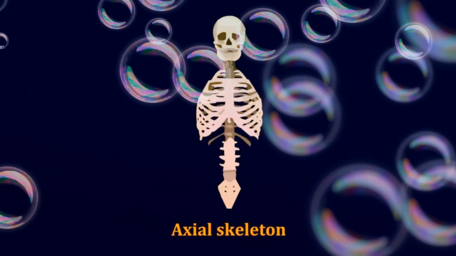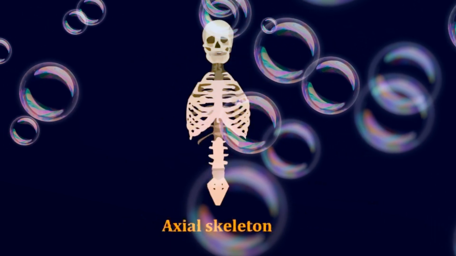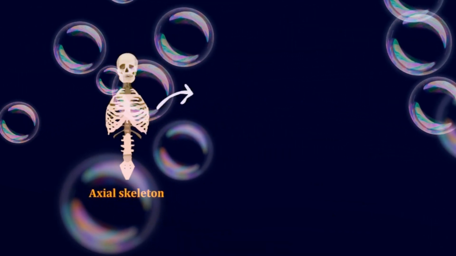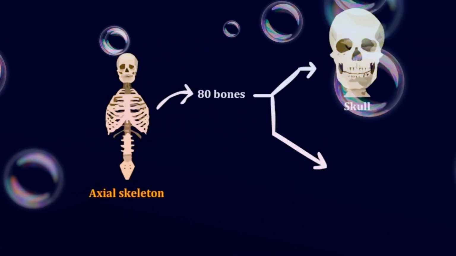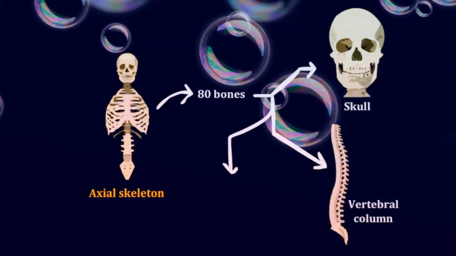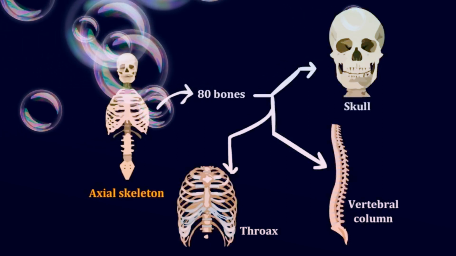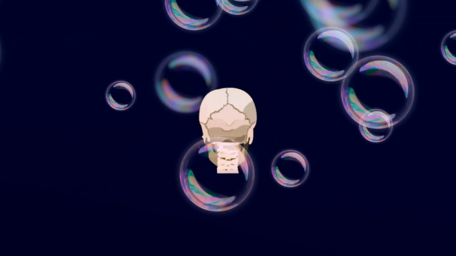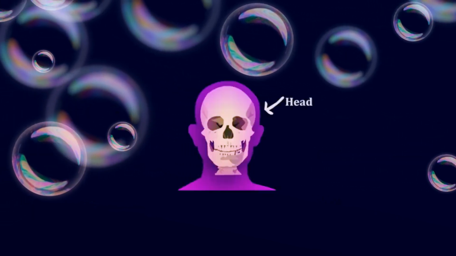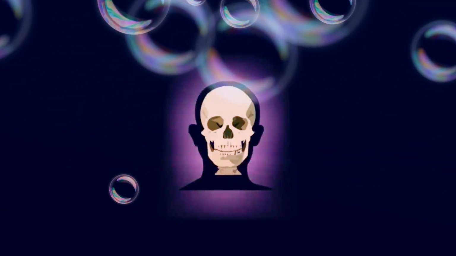Let's see what is an axial skeleton. The axial skeleton includes 80 bones, comprising the skull, the vertebral column and thorax, which is the ribs and the sternum. Skull. It is a skeleton of the head. It gives protection to the head.